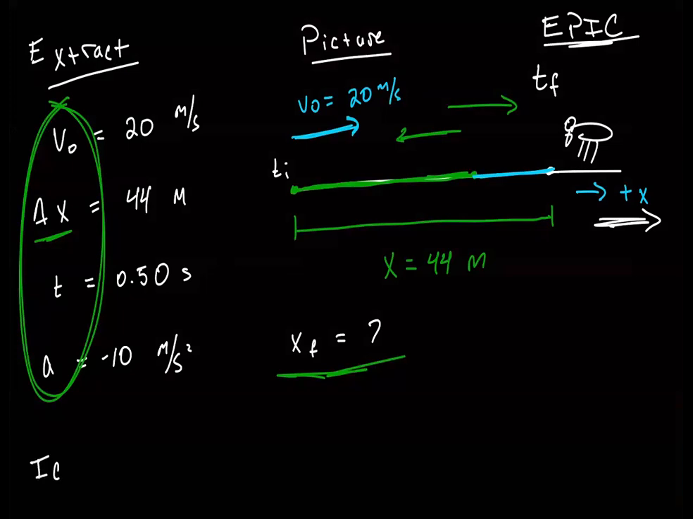Delta X equals V naught times time plus 1/2 acceleration time squared. Yeah, you got him. Exactly. I'm not sure if this is exactly it, but this is the most general.